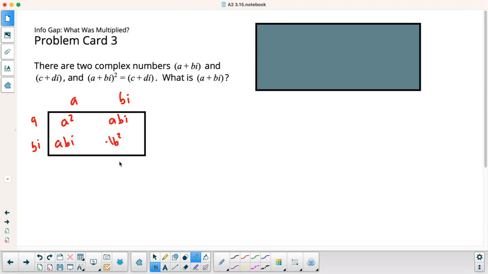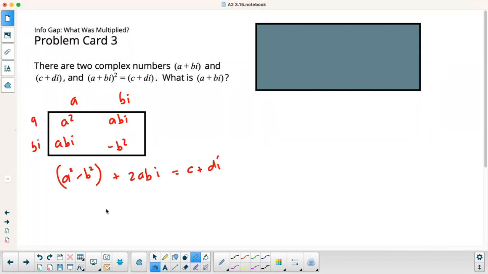We know i squared is -1. So I'll just make it negative b squared. How's that? So basically, these two are going to be the real part. These are going to be the imaginary part. So the real part's going to be a squared minus b squared. That's my real part. And then this is my imaginary part. So I'm going to just say 2abi, because these are like terms, you can combine them. So that equals c plus di.